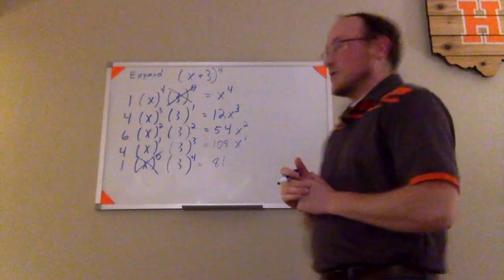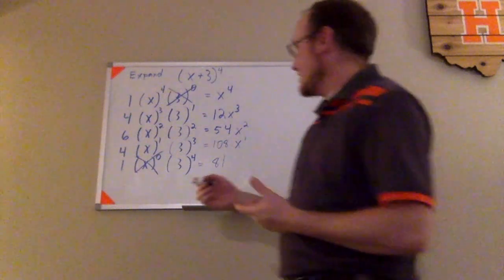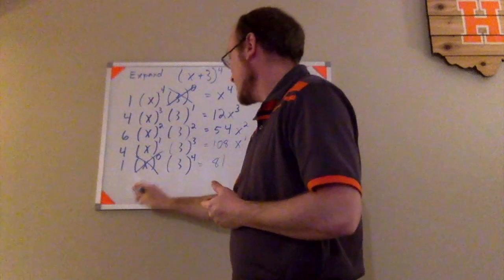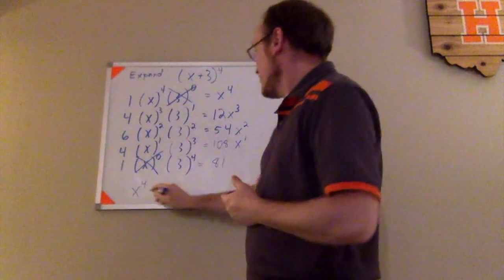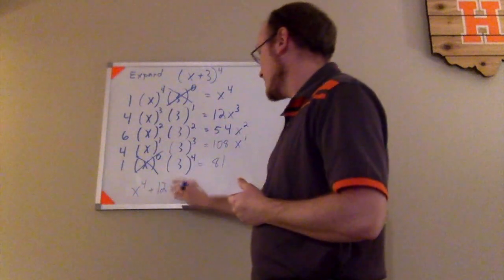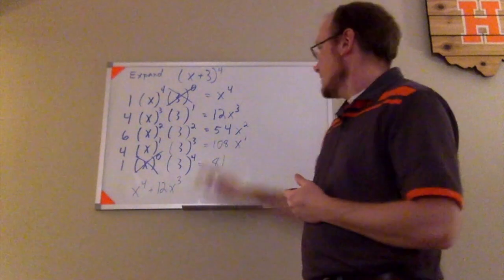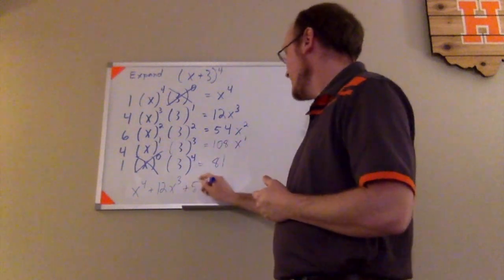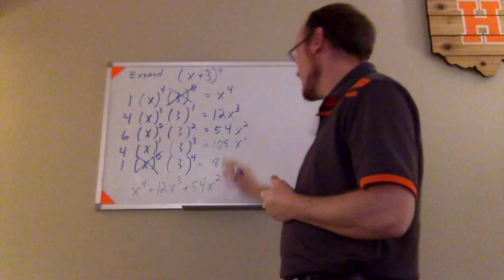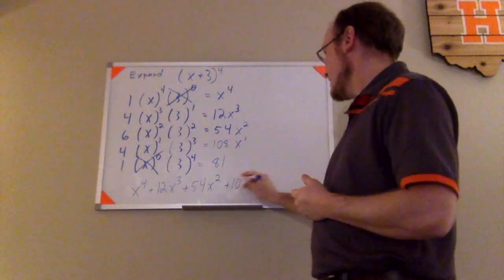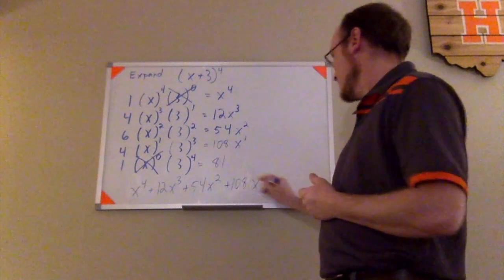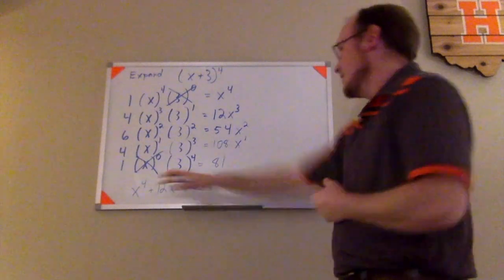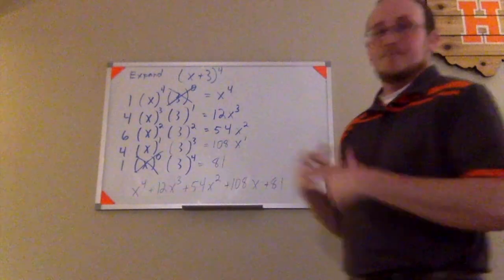So now I have the terms of this binomial expansion. I just need to write them out. This would be x to the fourth power plus 12x to the third power plus 54x squared plus 108x plus 81. So that is the expansion.